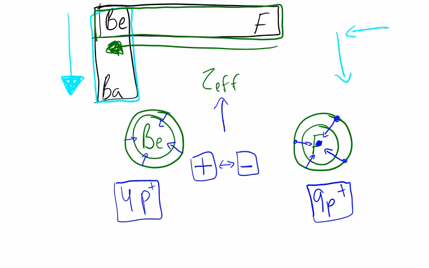So if someone was to ask you, why is it that beryllium is larger than fluorine, you would talk about the effective nuclear charge and how it pulls its electrons in closer.